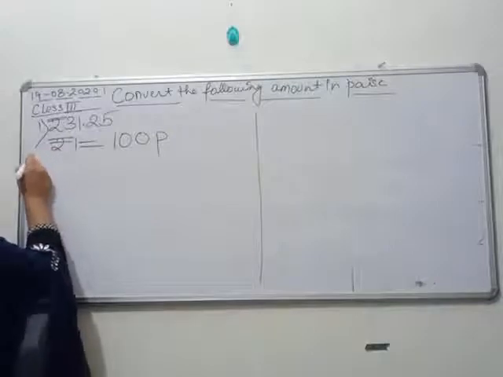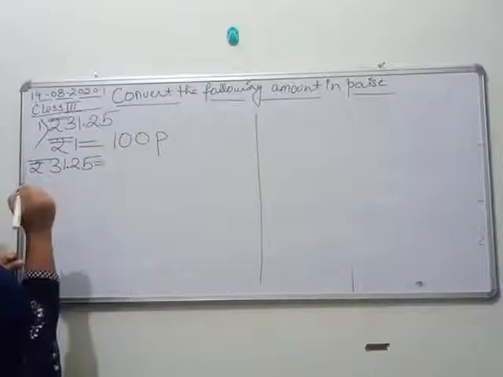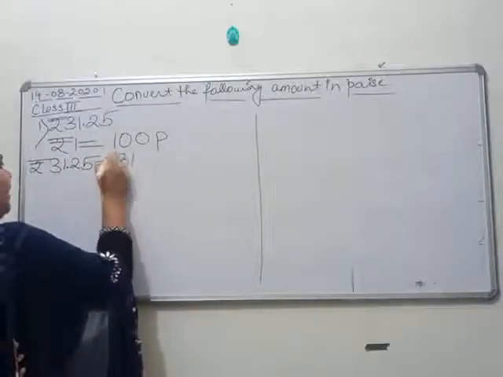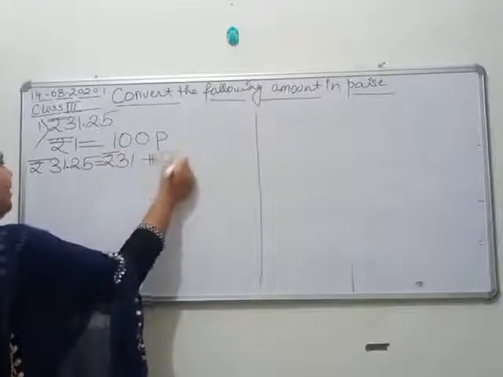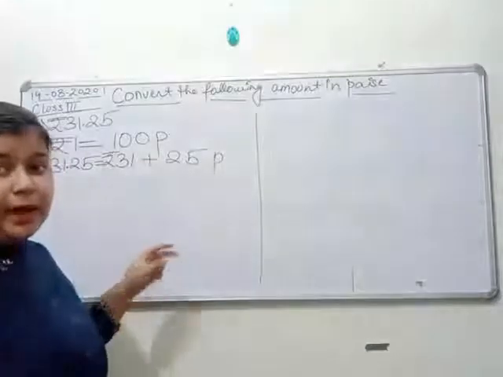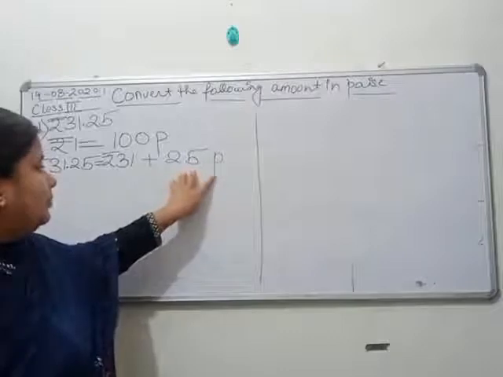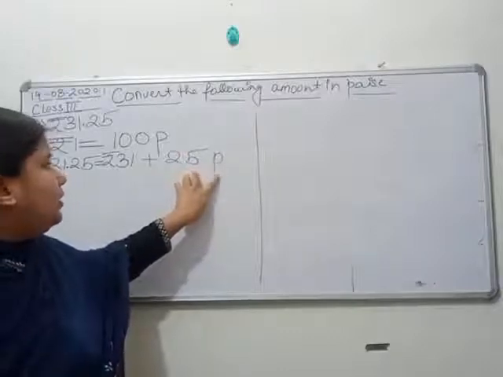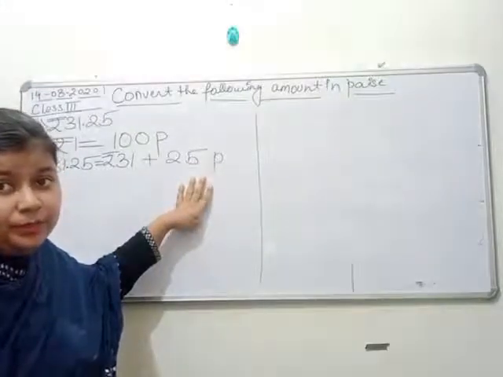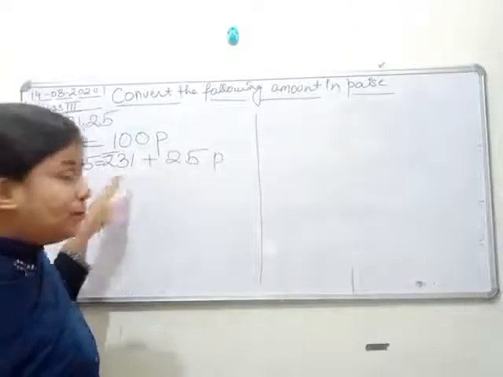Okay. Next statement is 31 rupees 25 paise, that will be equals to 31 rupees plus 25 paise. Now one thing that we should keep in our mind is that this 25 amount is already given in paisa. This amount is already here in paisa form. So what we will do? We will convert only the rupees part.